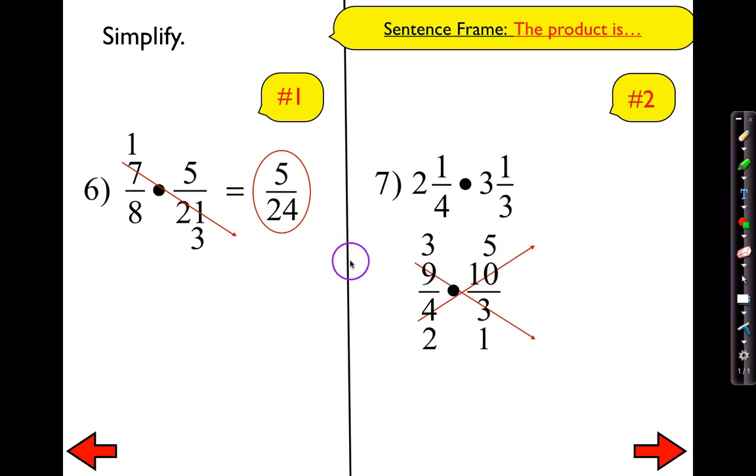Once we've done that, we're going to multiply straight across and say, okay, well, 3 times 5 is 15. 2 times 1 is 2. Here you'll notice that your answer is improper, so we're going to go ahead and divide 15 divided by 2 to make that a mixed number, which should leave you with 7 and 1/2. Okay, moving on.